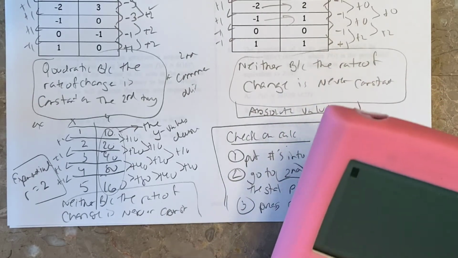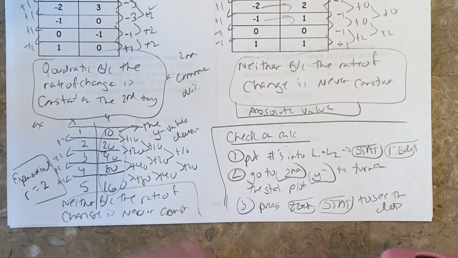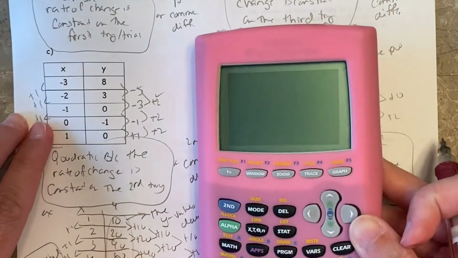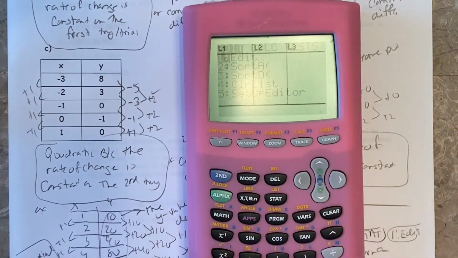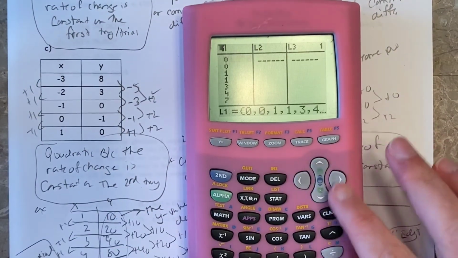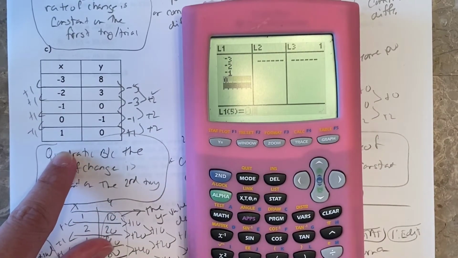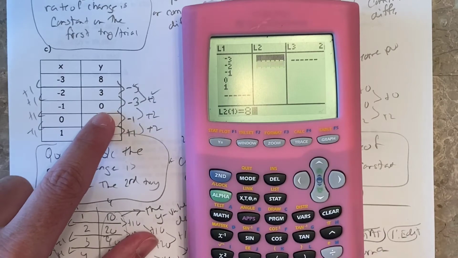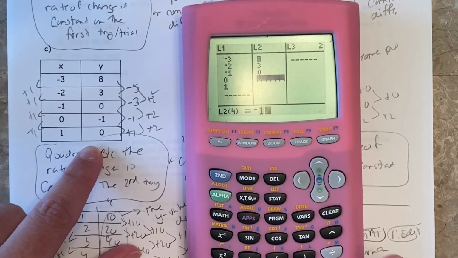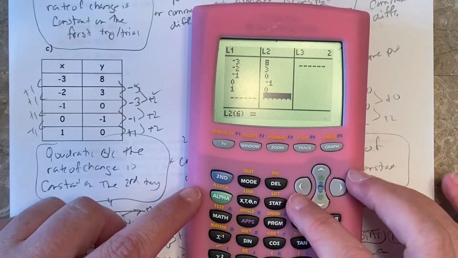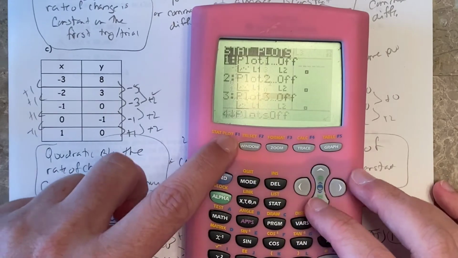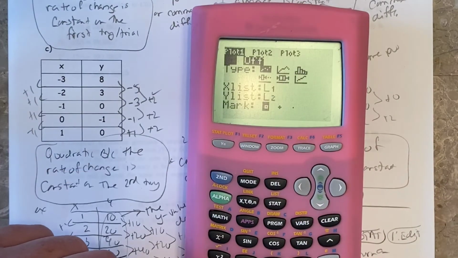All right, so let's do a quadratic. So stat 1. So we're going to quickly put these numbers in. So -3, -2, -1, 0, 1. Then we have 8, 3, 0, -1, and 0. So we're going to go to second y equals. We're going to turn this stat plot on.